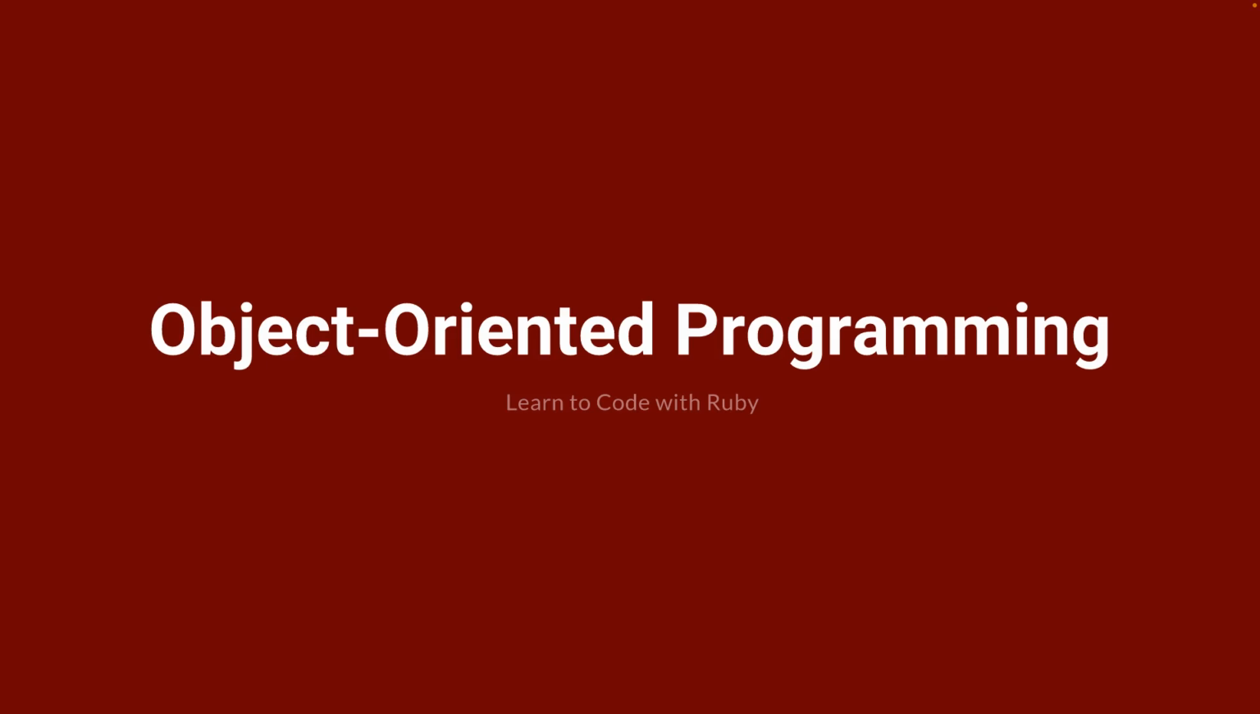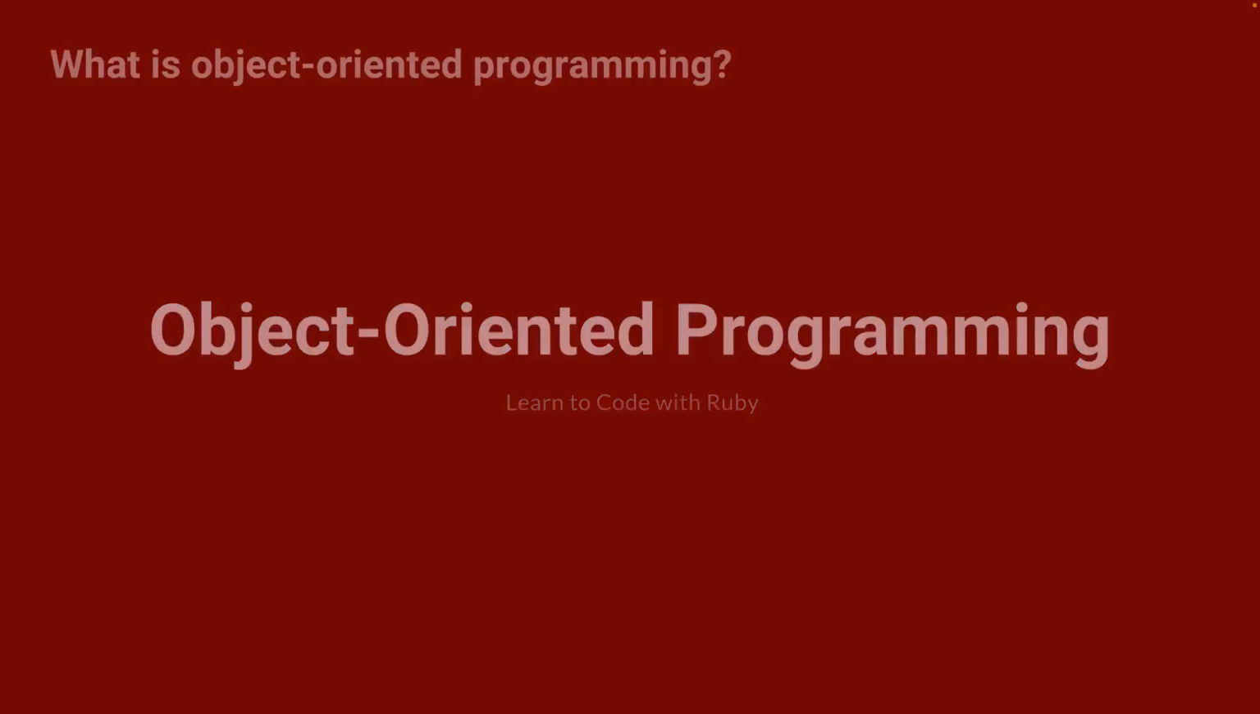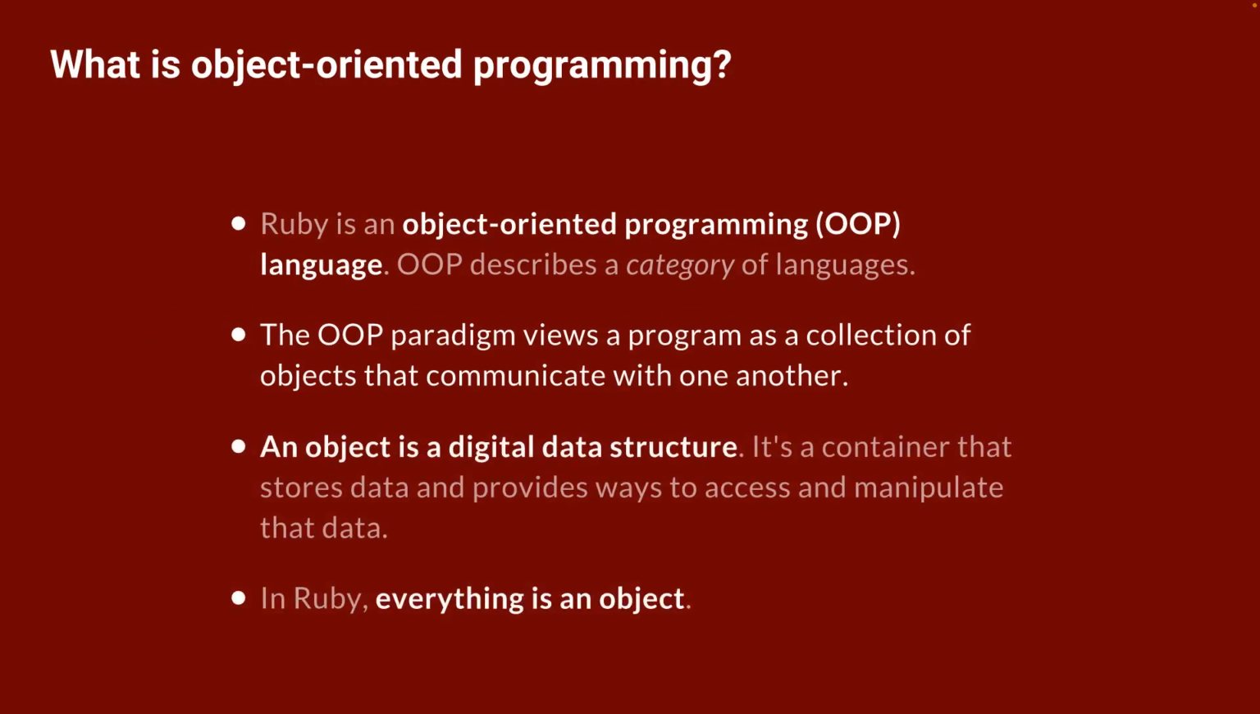In this lesson, I want to introduce you to the topic of object-oriented programming. So first up, what is object-oriented programming? Well, Ruby is an object-oriented programming language. And the first thing to know is that object-oriented programming, or OOP, simply describes a category or a classification of languages. There are different types of programming languages out there in the real world, and Ruby is an example of an object-oriented one. So what does that mean?